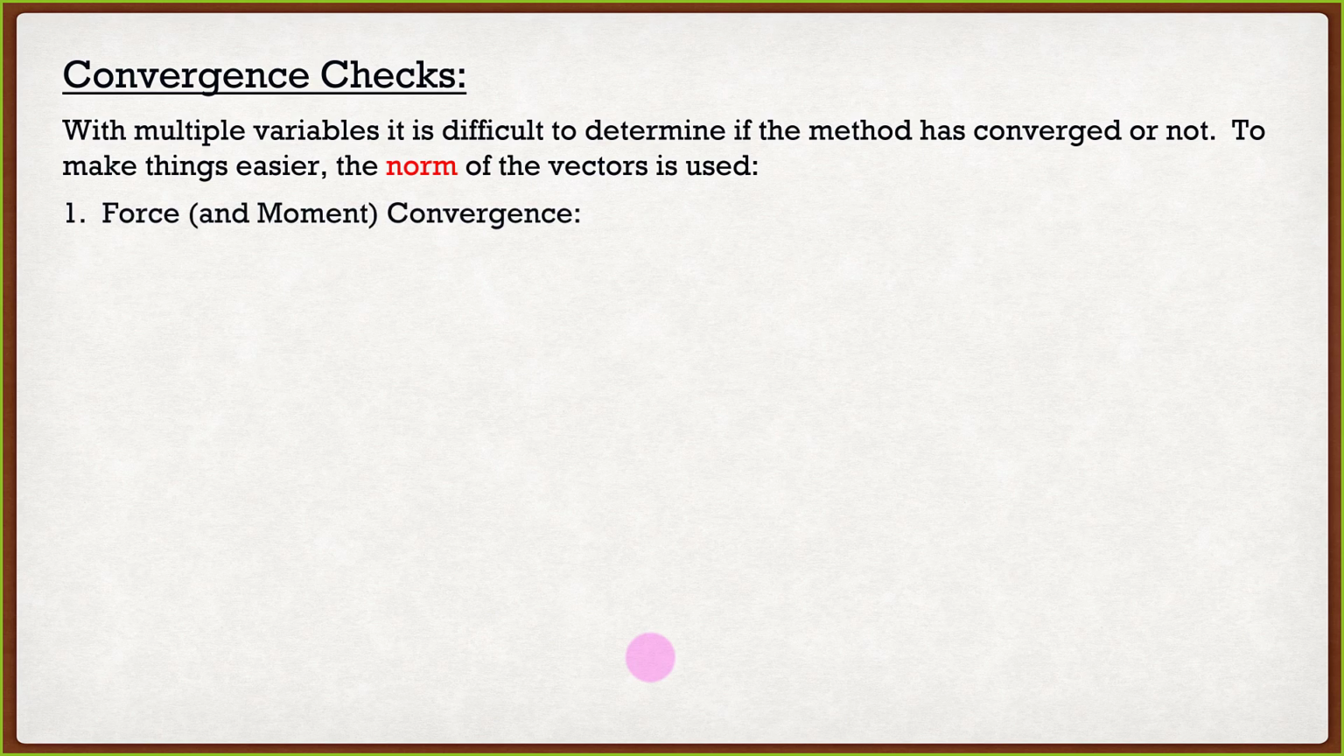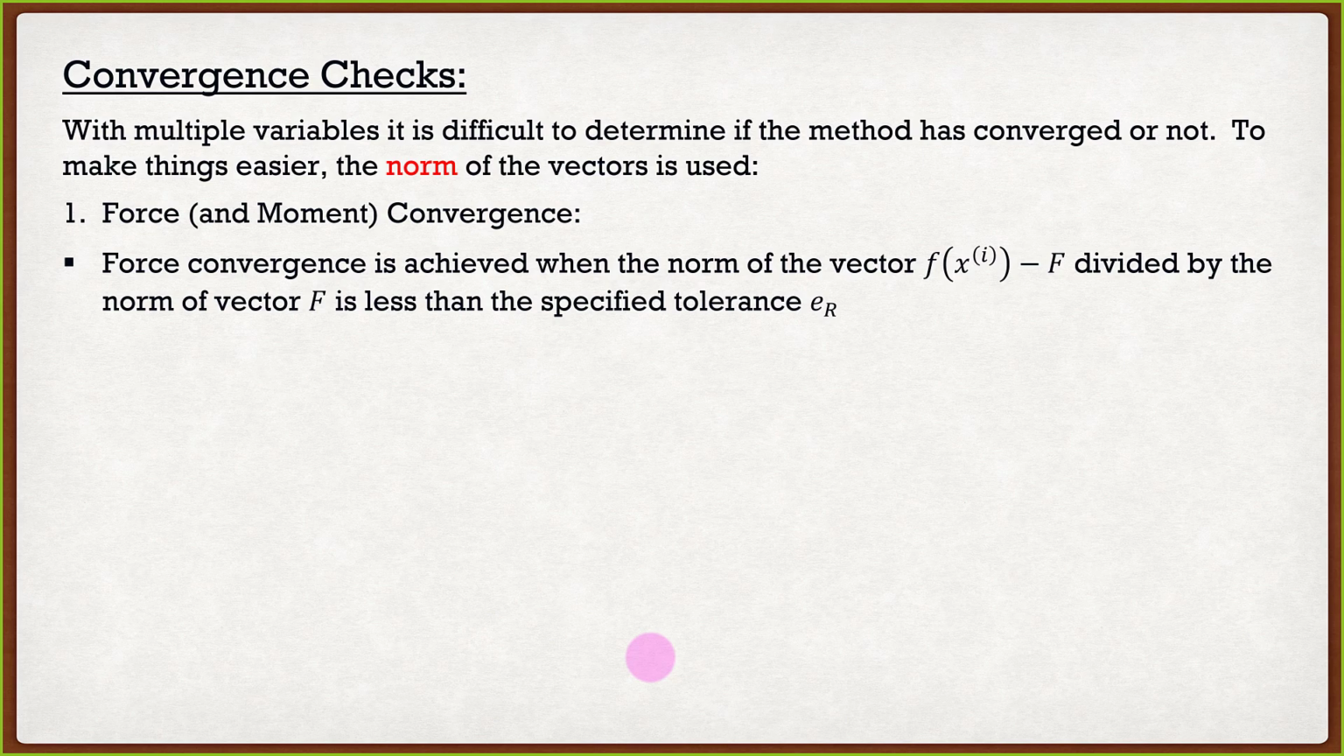So for force and moment convergence, what we do is we say it's achieved when the norm of the vector f of xi minus f divided by the norm of vector f is less than the specified tolerance. What does this mean in mathematical form? Well, basically this. We have f of xi, which is just a vector of all of our functions at our initial value, minus f, which is a vector of our desired values, and we just take the norm of it. On the bottom there, we have our vector f, and again, we're just taking the norm of it. And what we're going to do is we're going to say that convergence is achieved for this criteria when this value is less than our specified tolerance.